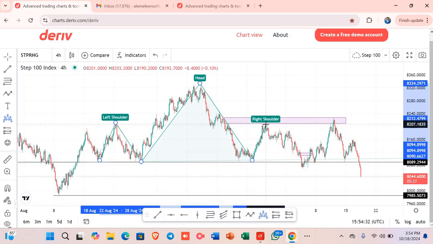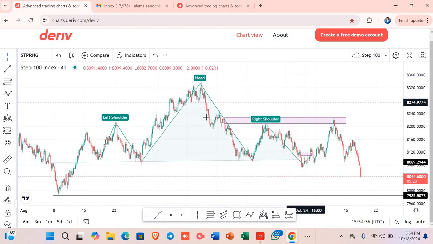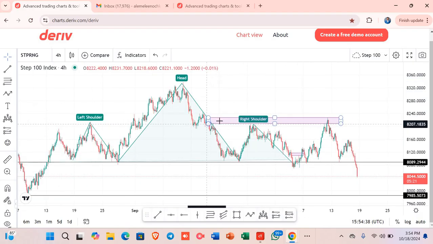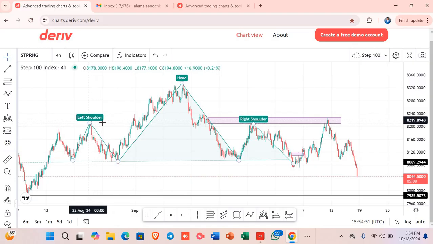You could see. Now when you are drawing, always make sure that the first and second shoulders are on the same height. If you look at the line where I've placed the line, you see they are matching. If you look at the horizontal line, they are matching. This shoulder and this shoulder have the same height. So this is how to trade it. All right, let me take you through how to trade it.